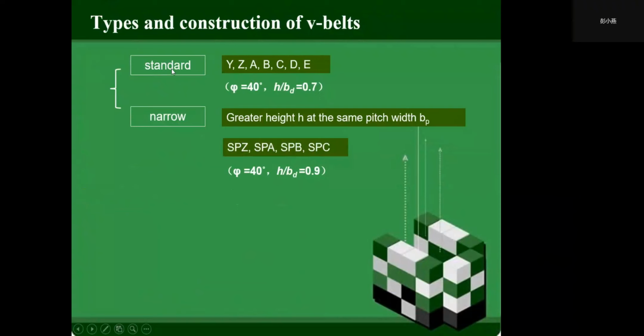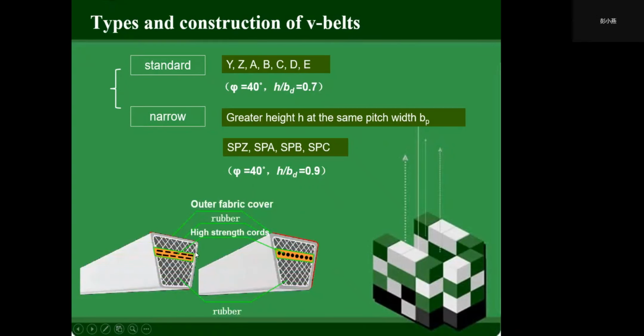For standard V-belts, the wedge angle phi is 40 degrees, and the ratio of H to BD is 0.7. And for narrow V-belts, the wedge angle is also 40 degrees, and the ratio of H to BD is larger than that of standard V-belts, it is 0.9. And this figure shows the construction of a typical V-belt.